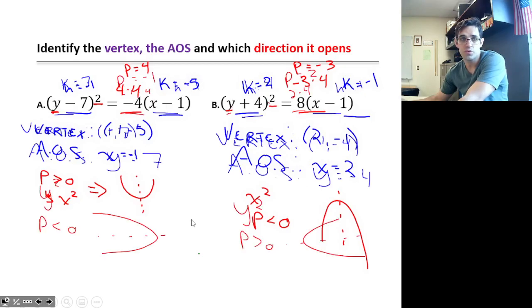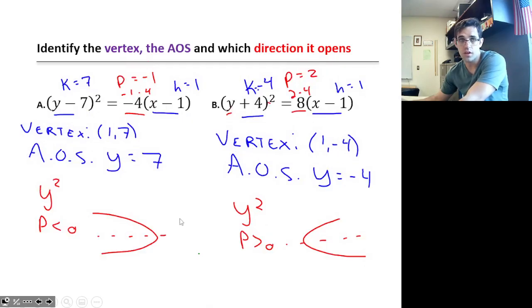Here are two examples when you have y squared. So y squared means we're going to have a parabola that opens either left or right. Our p-value for the first example is going to be -1, because -1 times 4 is -4. Our p-value for the second example is going to be 2, because 2 times 4 gives us 8. So a negative p-value means this one's going to open to the left. And example B, a positive p-value means it's going to open to the right.